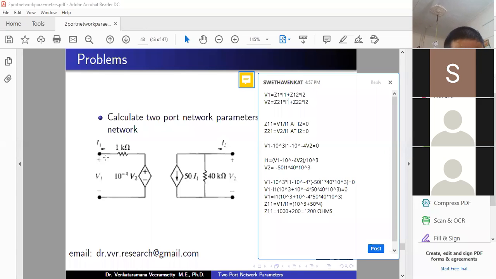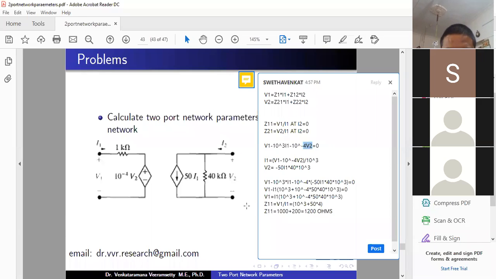Then V1 minus I1 into 10 power 3, that's the 1 kilo ohm, minus 10 power minus 4 into V2 equals 0. To calculate Z11 you need V1 by I1, but you have V2 here, so it is difficult to find the V1 by I1 expression from this equation. If I am able to find V2 in terms of I1, then we can easily calculate the V1 by I1 ratio. So how do we get V2 in terms of I1?